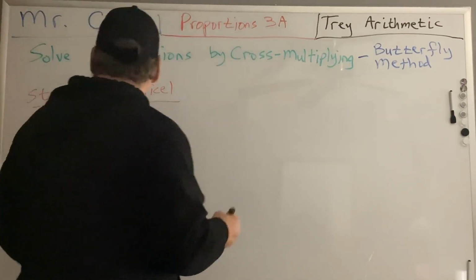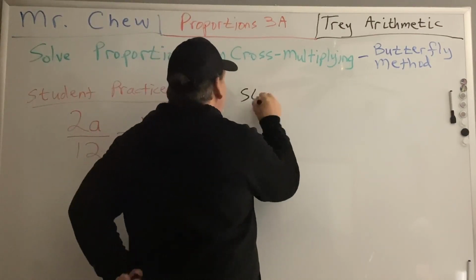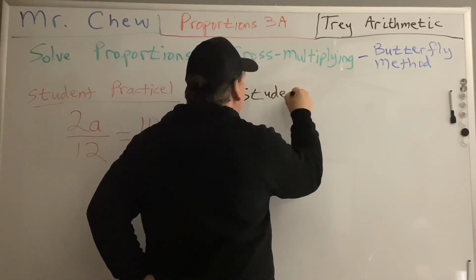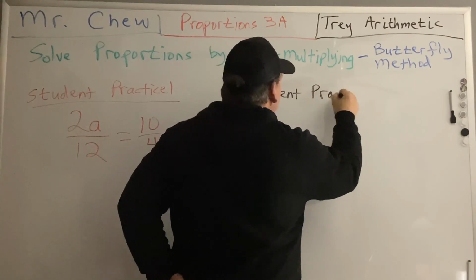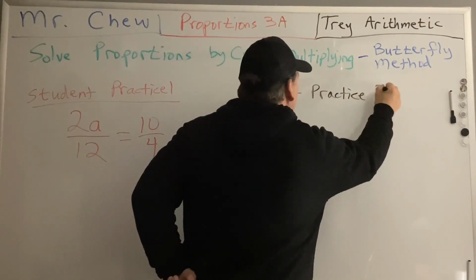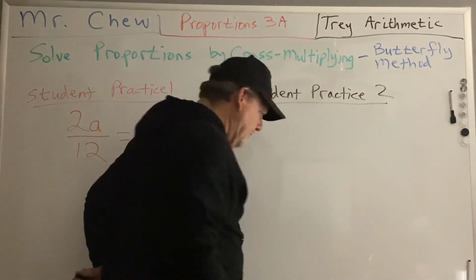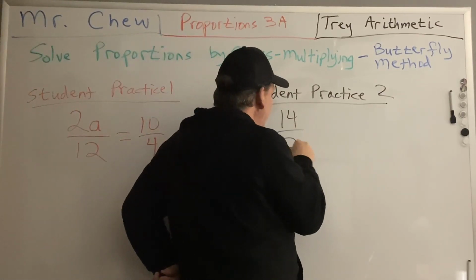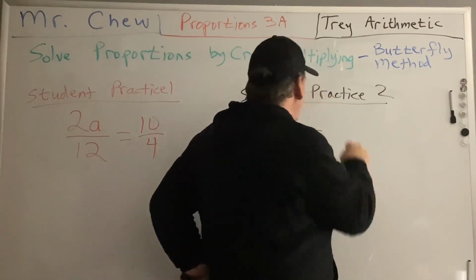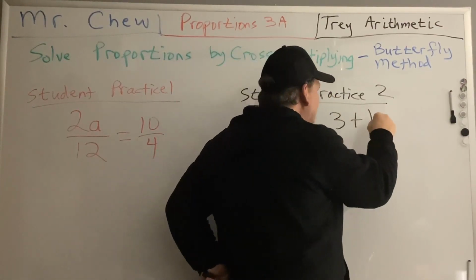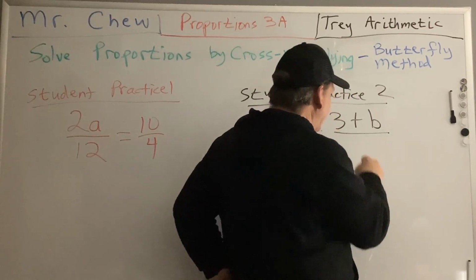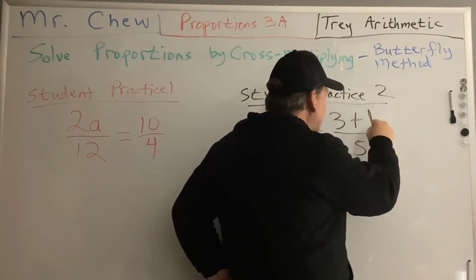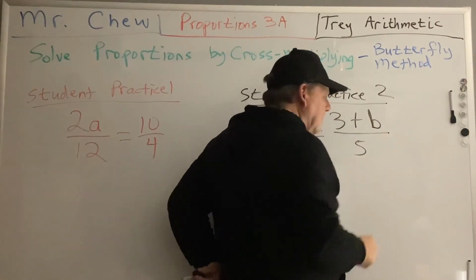And then we have student practice 2. And that is 14 over 2 equals 3 plus b over 5. And that is a b. That is not a 6.